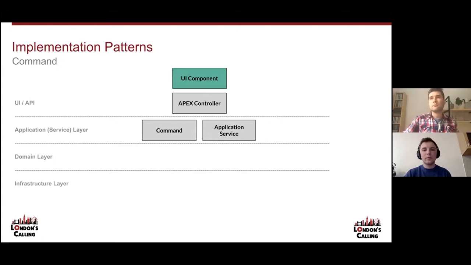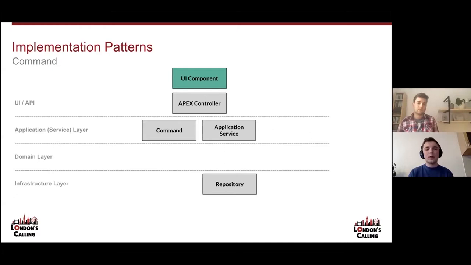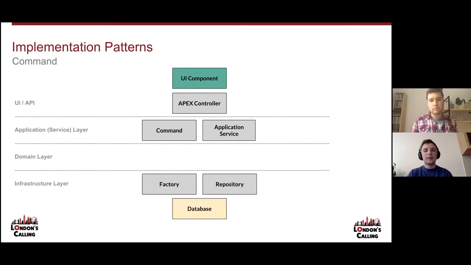Then the application service method plays a role of an orchestrator. So it calls our infrastructure layer to obtain some domain objects. To obtain these domain objects, it will use a repository, which is responsible for building these domain objects. A repository calls the database directly to obtain the data, and then it can also be supported by a factory entity.